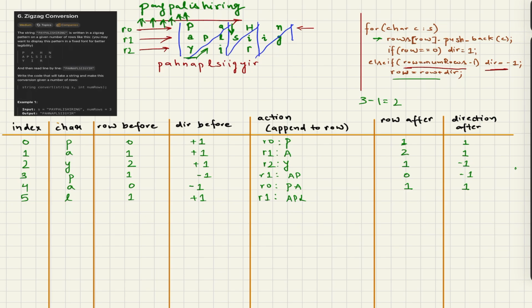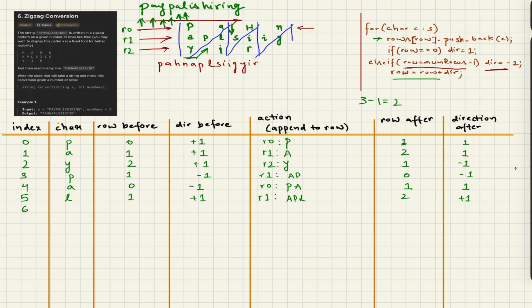Now, is row equal to 0? No, it is not. Is row equal to numRows minus 1? numRows minus 1 is basically 2, so nope, it is not. So my row becomes row plus dir, which is 2 again, and my direction remains the same.